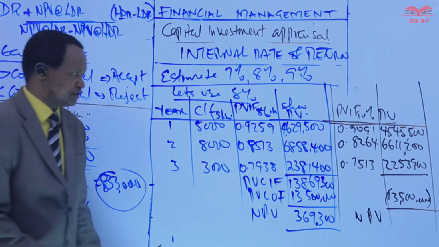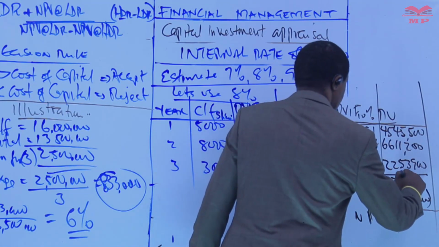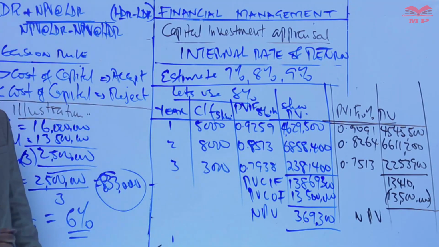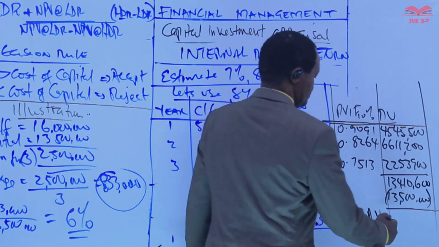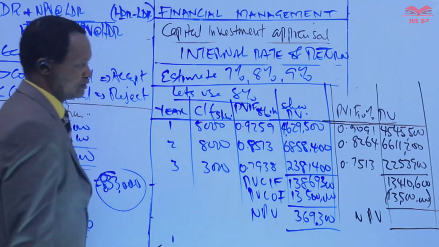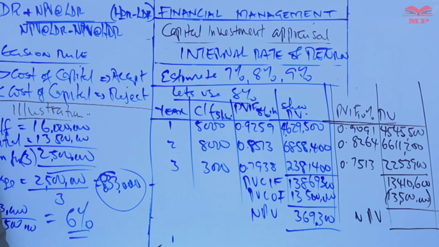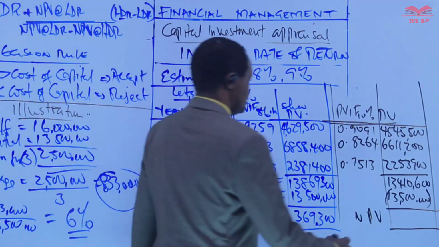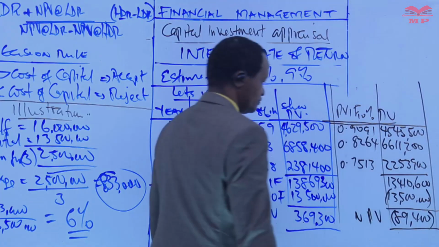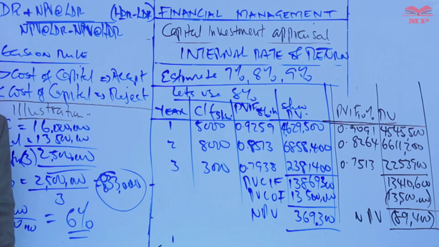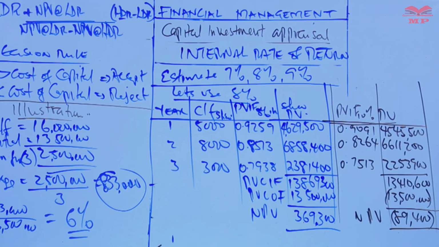$13,410,600. So what's the NPV? Negative 89,400. Which is which? Negative 89,400.